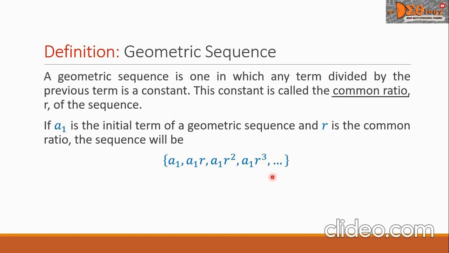And this process will continue on and on. So we say that this is our a sub 1, the first term. This is our a sub 2, the second term. This is our a sub 3, the third term. And this is our a sub 4, the fourth term, so on and so forth.